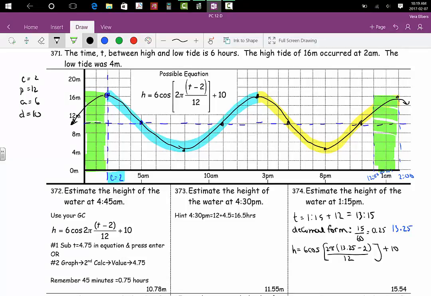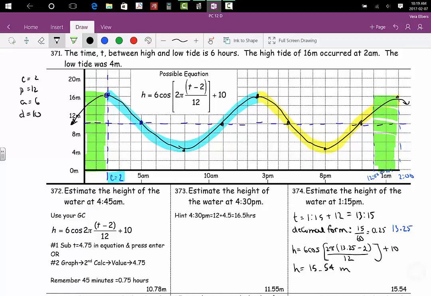Okay, so H equals 15.54 meters. That's just a matter of plugging your numbers in, getting your calculator out, and calculating it on your calculator.